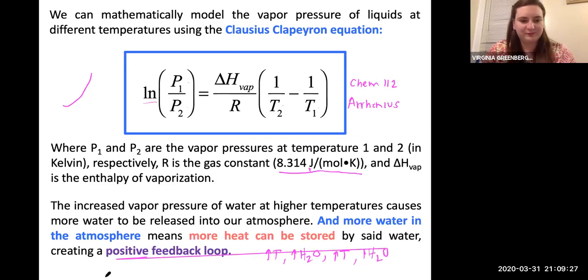Sorry, disregard the wild pen there for a second, but we'll call this a positive feedback loop. Okay. And we can look at the data that supports this idea here on the next slide.